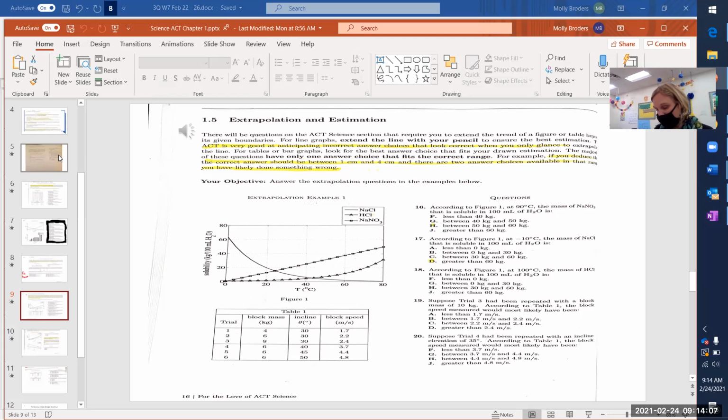All right, let's try 18. According to figure 1, at 100 degrees Celsius, the mass of HCl that is soluble in 100 milliliters of H2O is what? Okay, so this time you need to extrapolate even further to your right on your x-axis, right? But this time we're looking at HCl. How is HCl denoted? Yep. Extend those two and see where you think they hit. And then figure out which one is your best answer.